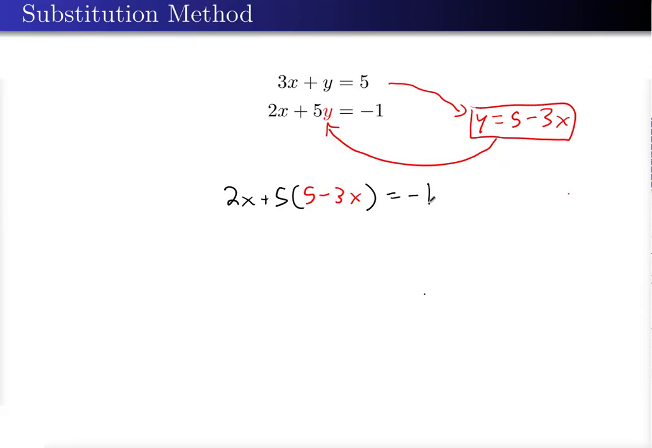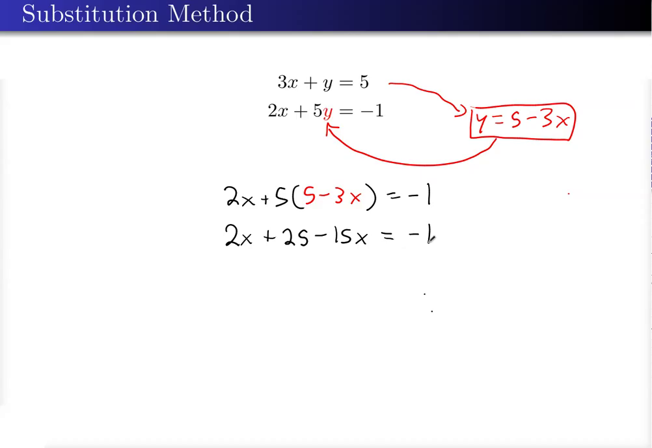Now, if you look at what you have here, we have an equation that just involves x. It's a linear equation in one variable. We should be able to solve this. In order to solve this, though, we might need to clean up what we have here. So we have to distribute the 5 in. 5 times 5 is 25. 5 times minus 3x is minus 15x.